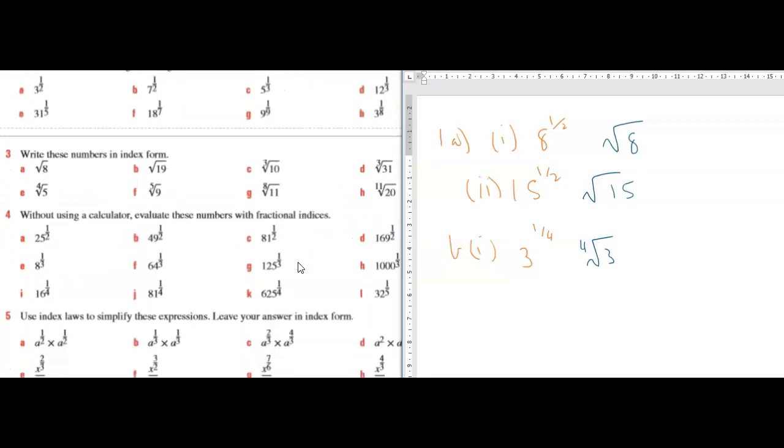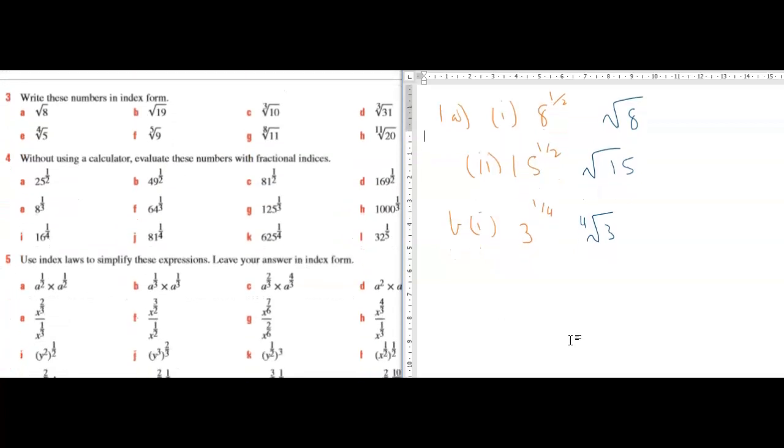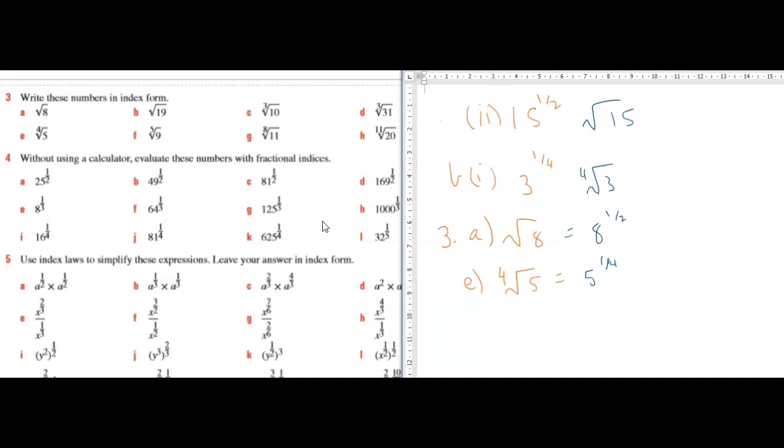All right. Now, question 3 is now the opposite of that. So question 3, we're being given the surd and we've got to write it in index form. So square root of 8, which we had up here before, is the same as 8 to the power of a half. 4th root of 5 is just 5 to the power of a quarter. Okay, so just doing the opposite.